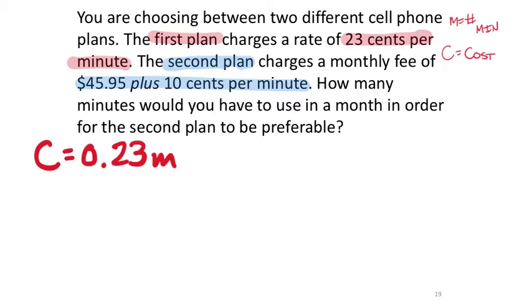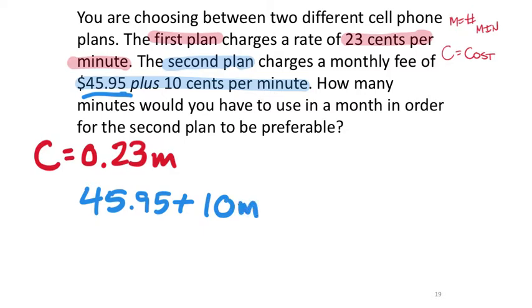And I'll use the same variables for the second plan as well, which says that it's $45.95, so that's what I'd start with, 95 cents. And then in addition to that, you'd be paying 10 cents. Now, again, this is where you got to be careful. It's not 10M. I'm going to make that 0.10M. You could even say 0.1M, but this would be the final cost of the second plan.